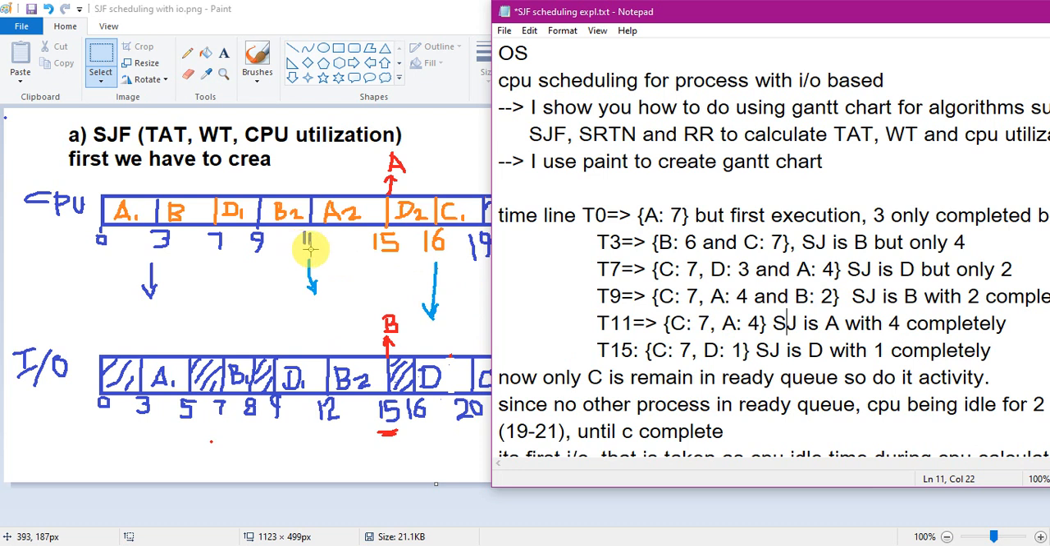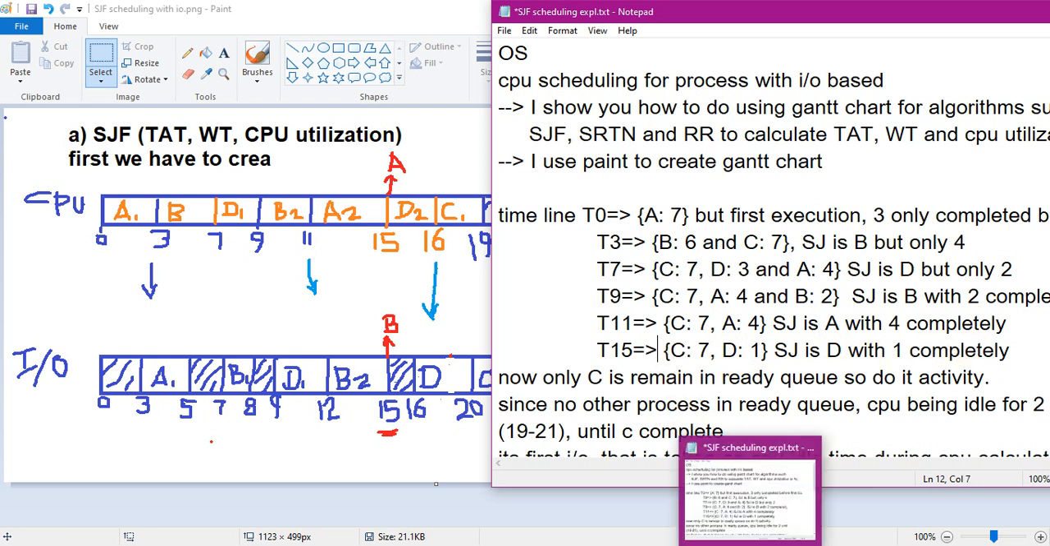Now the CPU wants to take another process at timeline 15. So which process is ready? C is still there with no chance yet, but the new arrival D, which has finished its IO request, now wants the next CPU time. So comparing C and D, D is very small, so it takes the place.